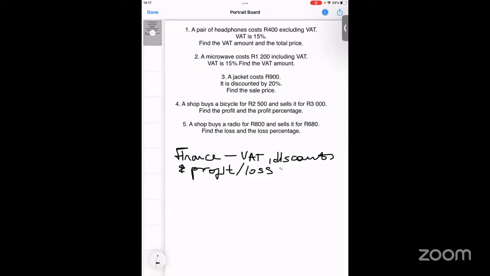Okay, then it's fine. A pair of headphones costs 400 rands, excluding VAT, where VAT is 15%. So now what they want you to do is find the VAT amount and also the total price.